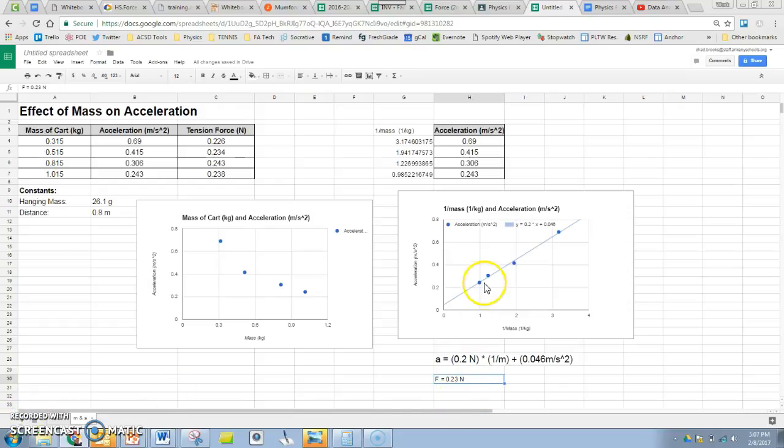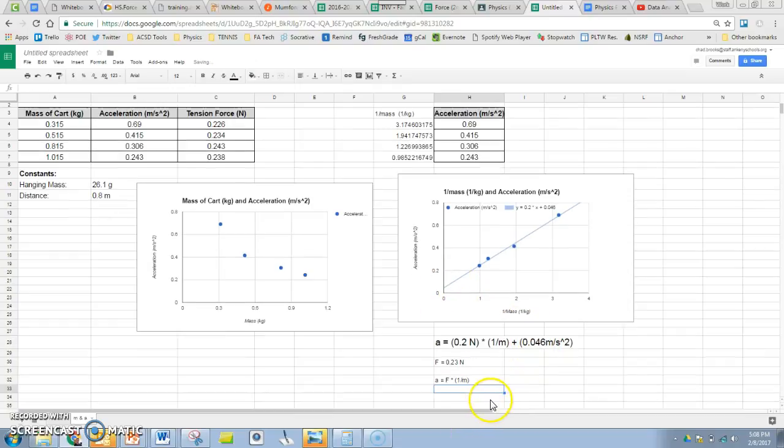So knowing that the slope of this graph is force, I can write a more general form of the equation. So a equals, we think the slope is force, and our x values are 1 over mass. And that y-intercept is probably meant to be 0. It's so close, and it seems like that would be the case based on the situation. So this looks like a more general form of the relationship between acceleration and mass. Acceleration is the force times 1 over the mass.